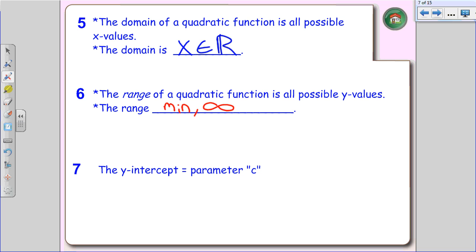And if it's a maximum, it's going to go all the way from negative infinity, sorry, to the maximum, depending on what our parabola looks like. And then 0.7 is written out for you. The y-intercept is always just the parameter c. Whatever your c value is, that's your y-intercept. That's the easiest thing to calculate in the world.